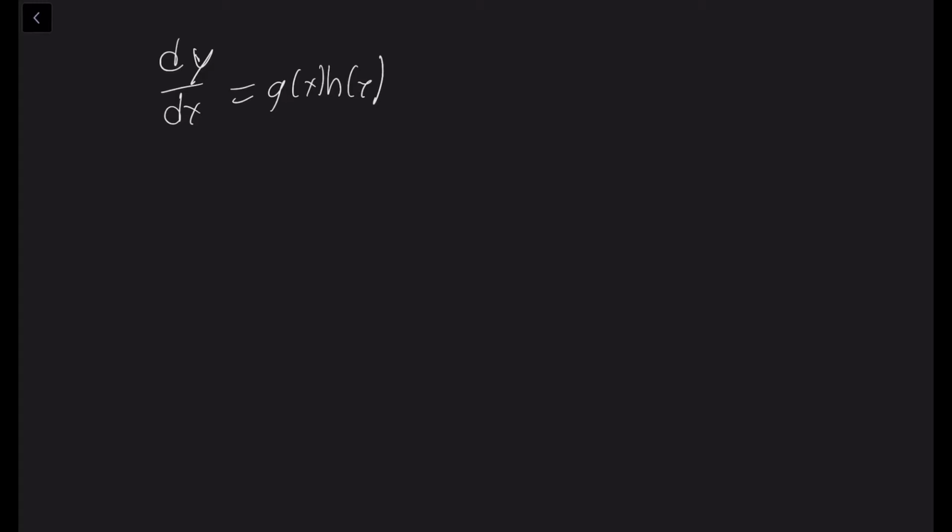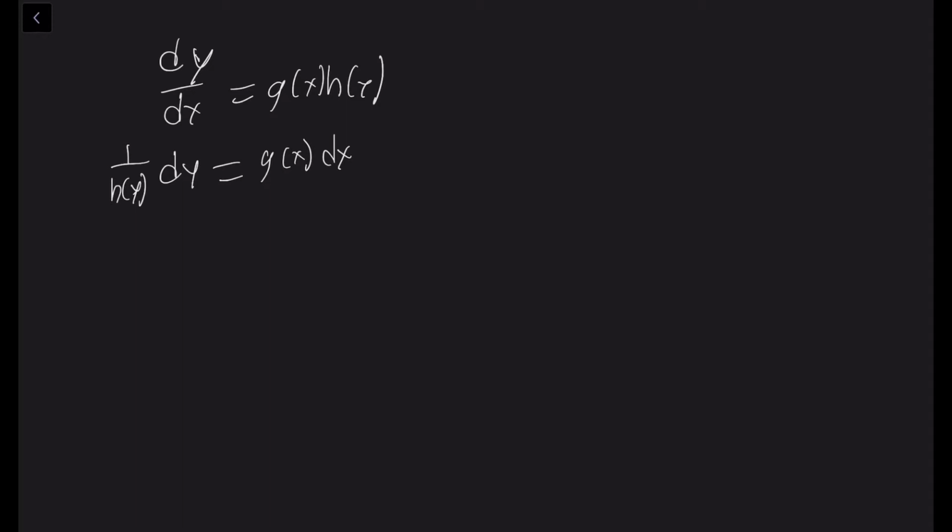So to do that, we're just going to do simple algebra here. dy times 1 over h of y equals g of x dx. And so this here is how a separable equation would be separated. Now this is true when h of y is not equal to 0, since h of y is in the denominator here. So that's just a key factor you'll have to remember about that.